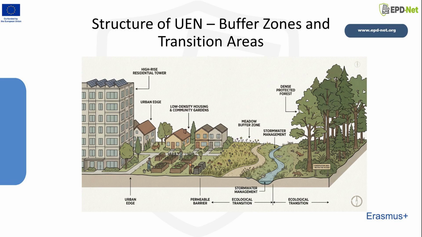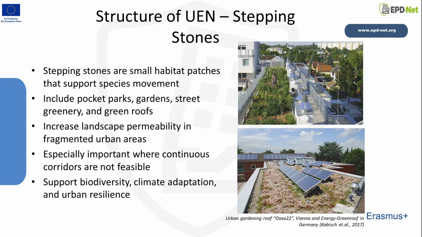Stepping stones are small, spatially distributed habitat patches that support species movement across fragmented urban landscapes. Examples include pocket parks, community gardens, street greenery, vegetated traffic islands, and rooftop gardens. While individually limited in size, these elements collectively increase landscape permeability by providing resting, feeding, or breeding opportunities for mobile species.